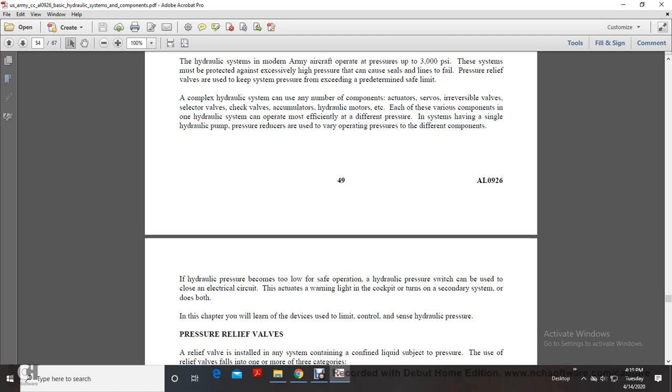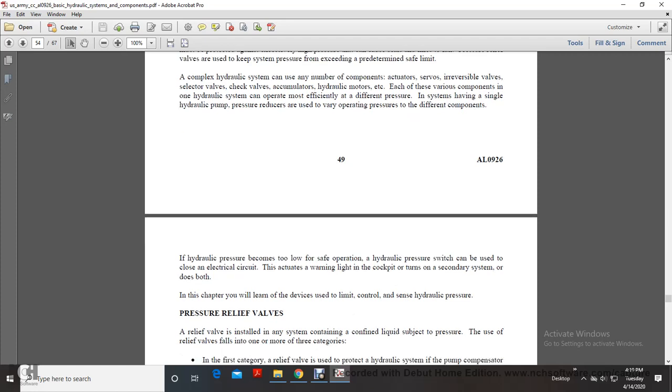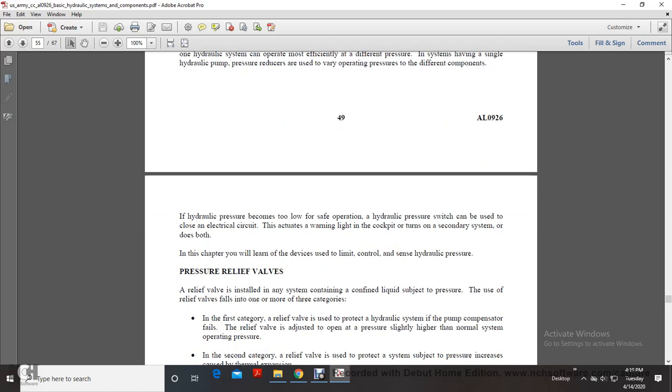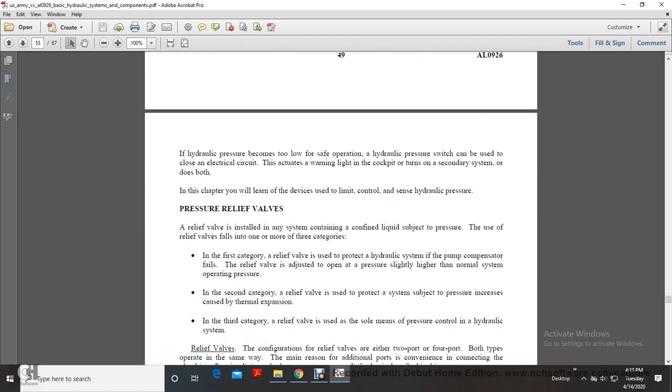A hydraulic pressure switch can be used to close an electrical circuit, actuating a warning light in the cockpit that turns on. The secondary system does both. In this chapter, you will learn about devices used to limit, control, and sense hydraulic pressure.